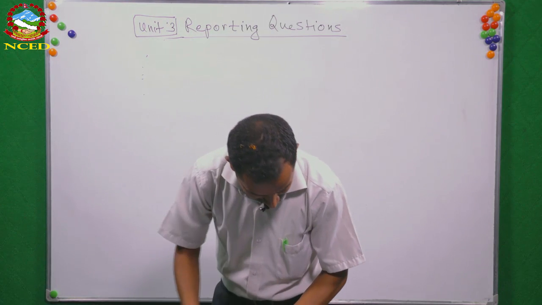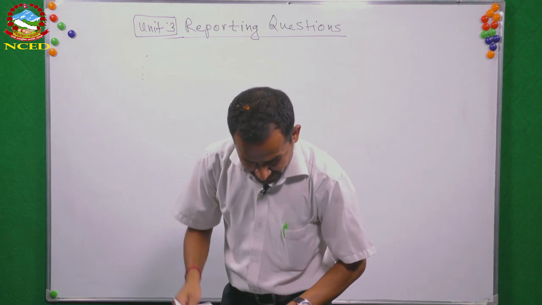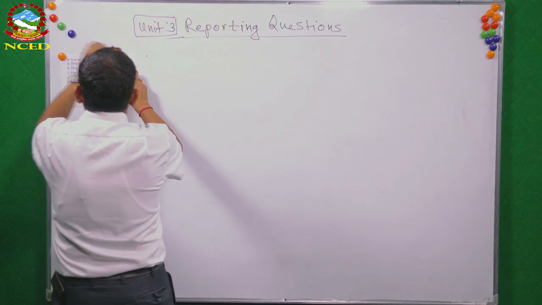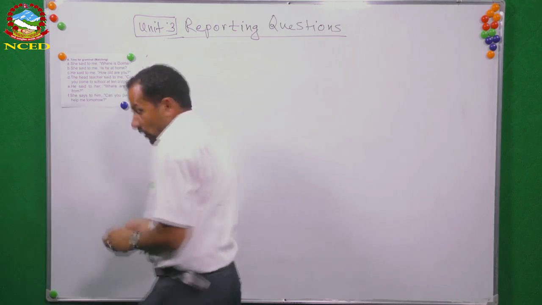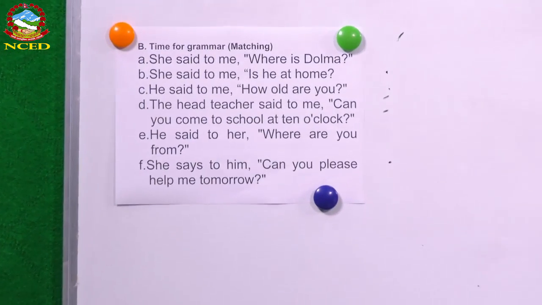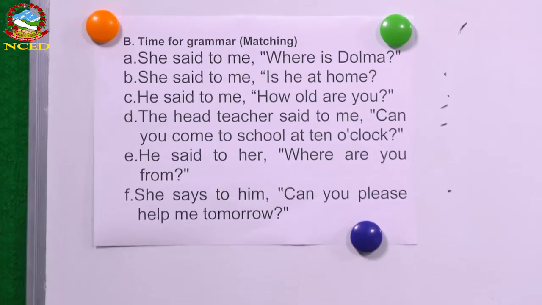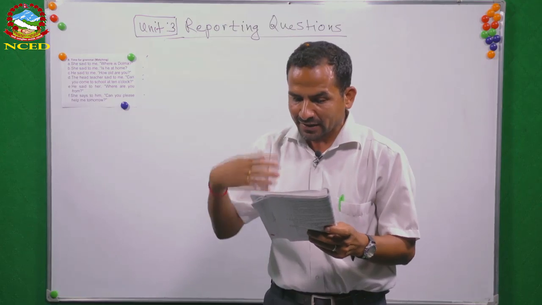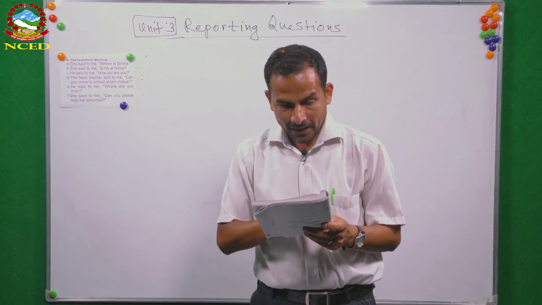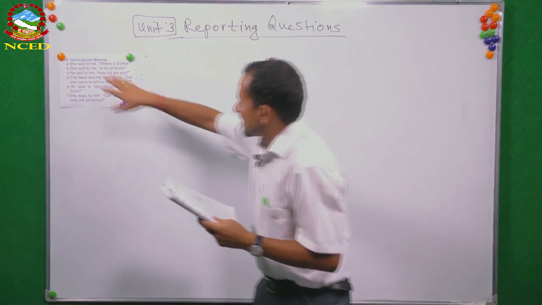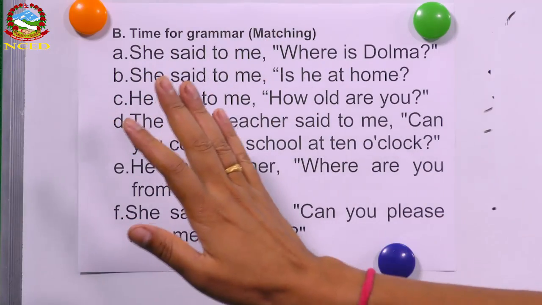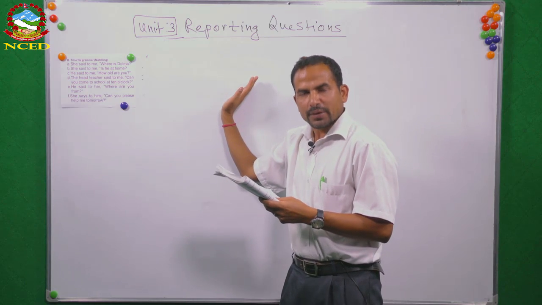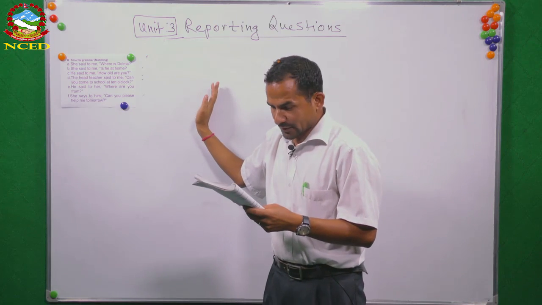The next exercise is from B and it's on page number 27, right? In your textbook, what it says is, match the direct speech in column A with the reported speech in column B. So these sentences are on the left and the answers for these sentences are on the right column. You can look at your book as well.